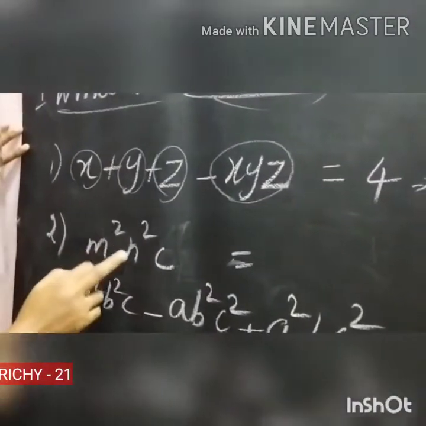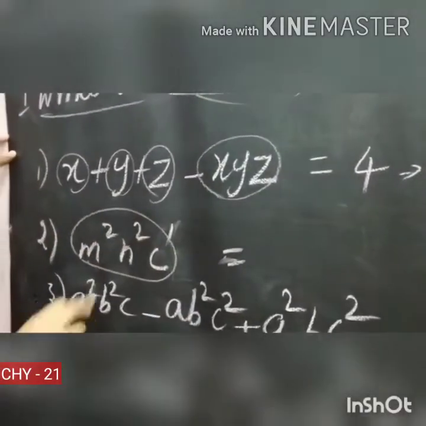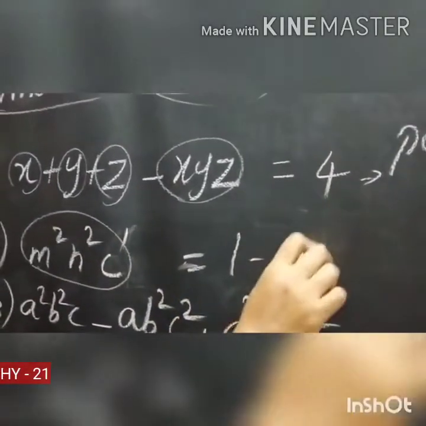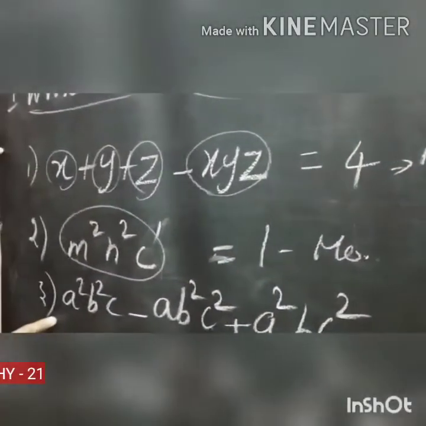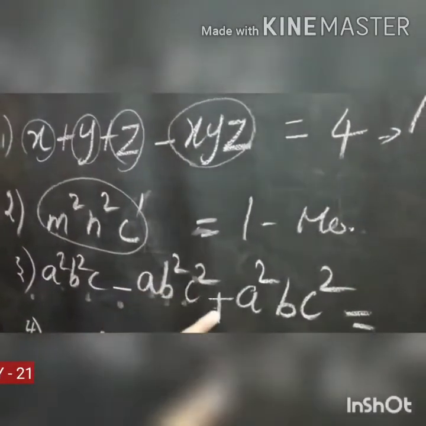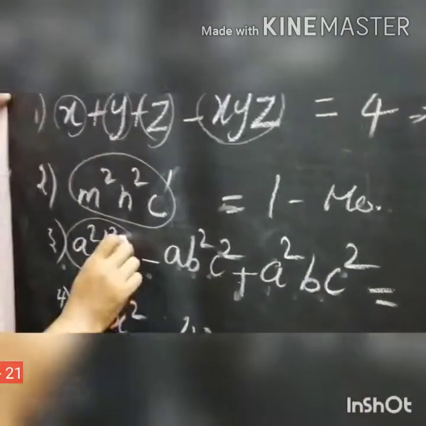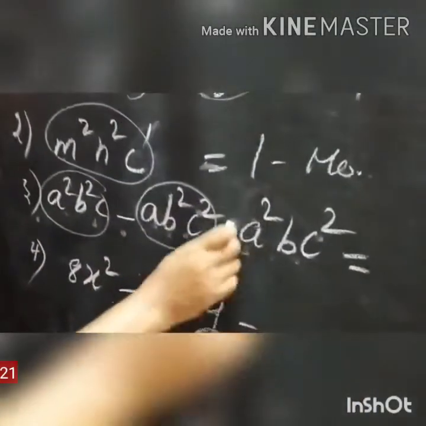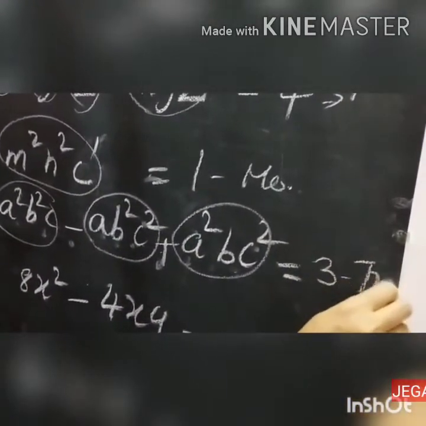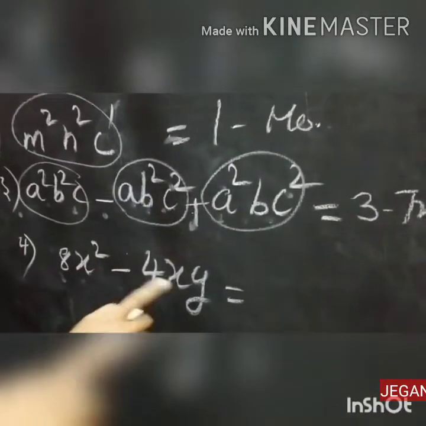So the next one. Second one, m square n square c. Everything is one term only. Here in between there are no signs. So this is one term. That is monomial. Okay. So the third one, a square b square c minus a b square c square plus a square b c square. See here each one. This is first term, second term, third term, trinomial. That is what? Trinomial. See the 8x squared minus 4xy.